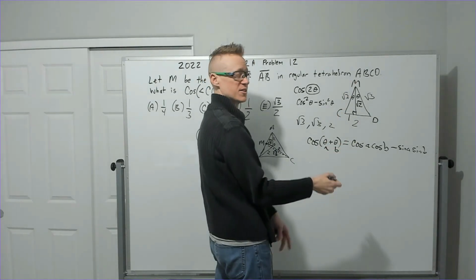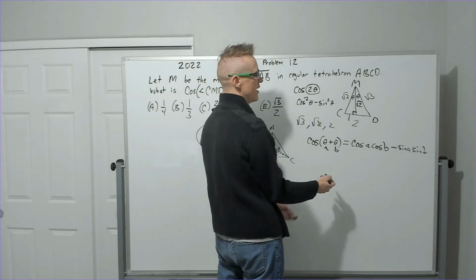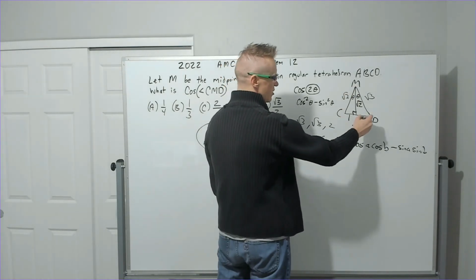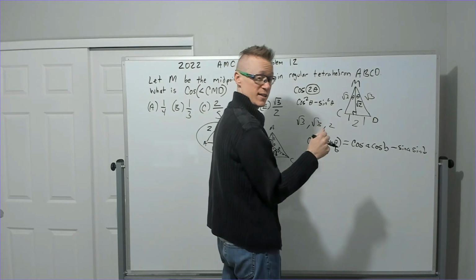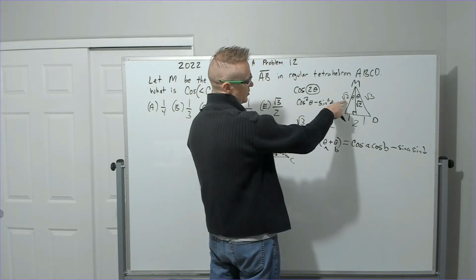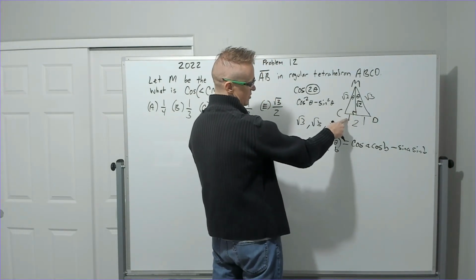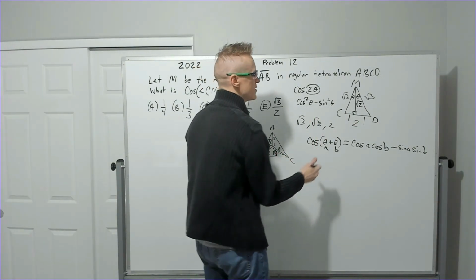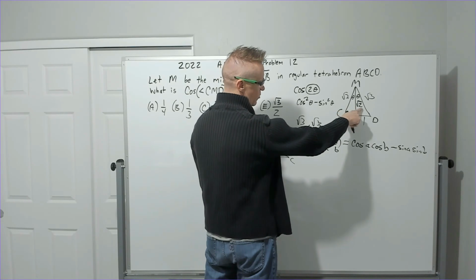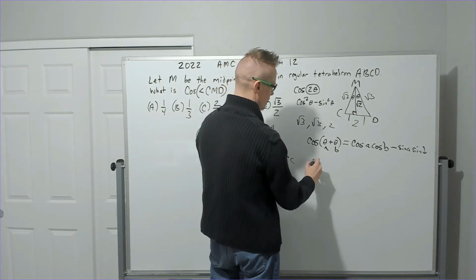When you drop the altitude and the angle bisector, they're the same line, and it's the median. So this is 1 as well. That's for any isosceles triangle, including equilateral triangles. If you do Pythagorean, you'll get 1 squared plus root 2 squared is root 3 squared. It checks out. Cosine then is going to be root 2 over root 3.